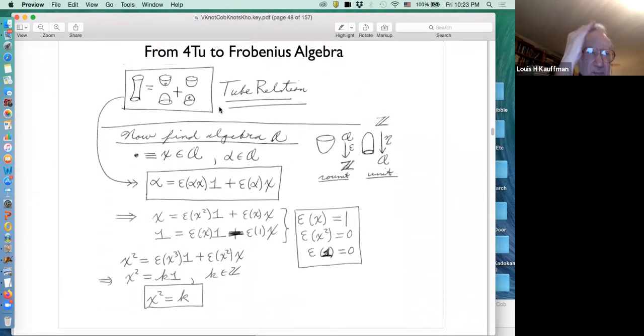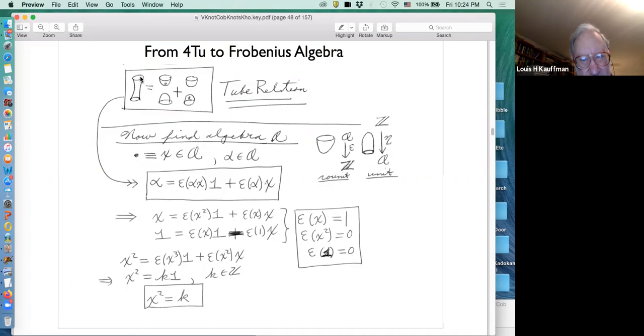This was how we can get to a Frobenius algebra from the tubing relation. So as I said, you could imagine that we went through all this reasoning without the algebra, and then we're looking for an algebra. And so we say, well, I want the algebra to satisfy this, so let's find out what it says. And we can write down the algebra translation of this.